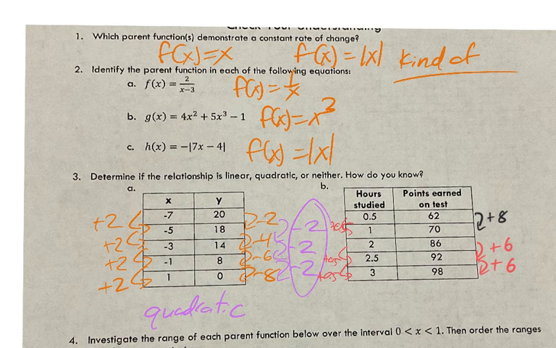It's probably neither. And I don't have enough information to tell me if it's quadratic or not. Right? I can find this second difference. It's 0. But I don't have anywhere else I can find another second difference. So I don't have anything to compare it to.